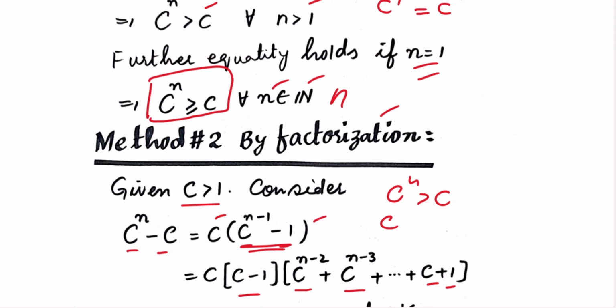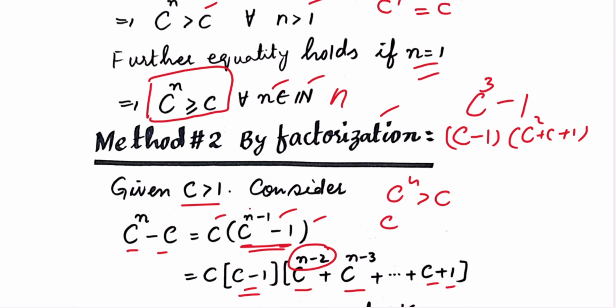You can verify this formula by the simple formula of cubes. If we have C raised to power 3 minus 1, then you can write it as C minus 1 times C square plus C plus 1. So generalizing this formula for power n minus 1, we can factor it as C minus 1 times C raised to power n minus 2, where the top power is 1 less than the complete power. I hope now you have an understanding of this formula.